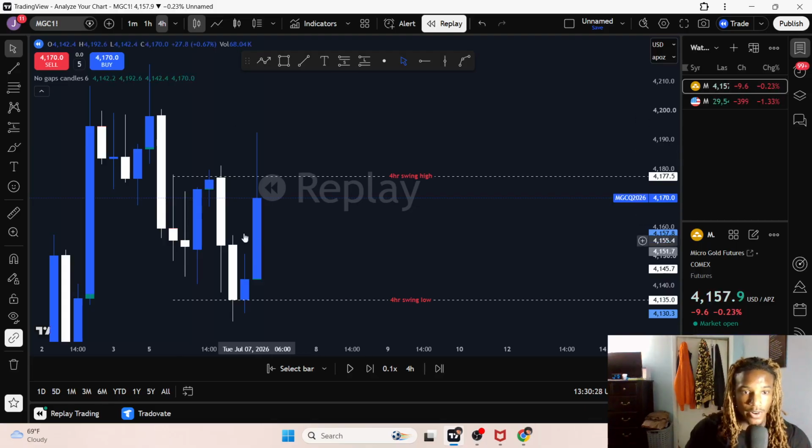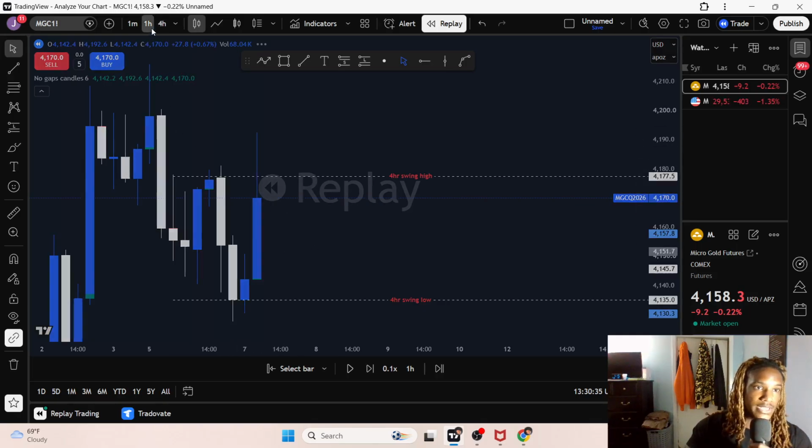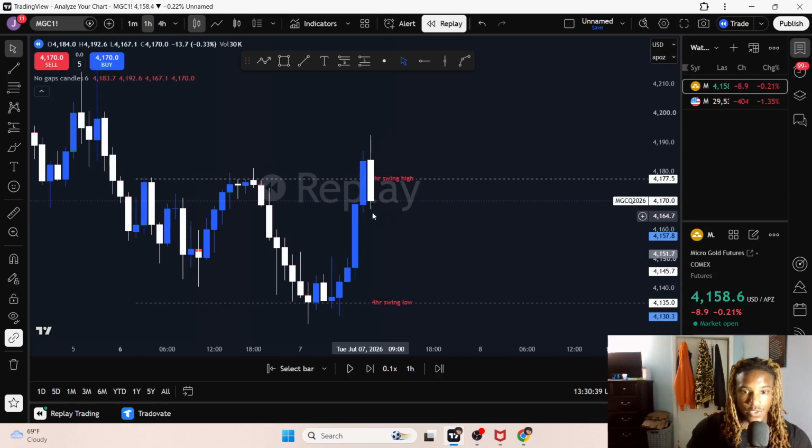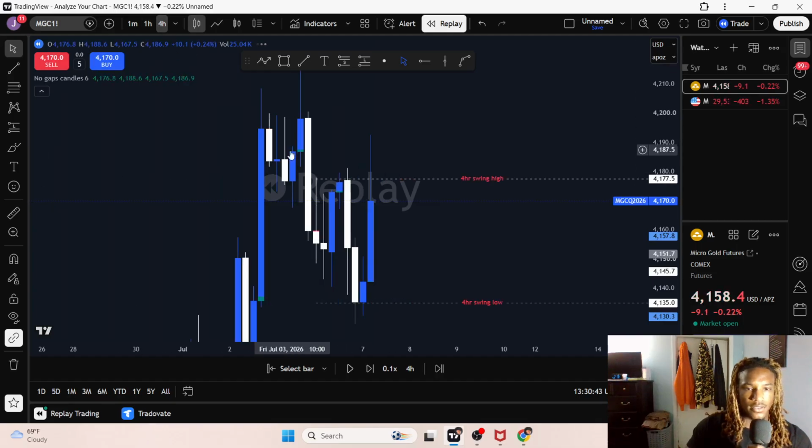So first things first, I went on the 4 hour time frame, marked out my highs, marked out my lows, noticed that we were bearish, waited for a sweep. Cool. On the 1 hour time frame, we had a bearish candlestick close right after that sweep. So 10 o'clock, well, 9 o'clock, we had a wait.